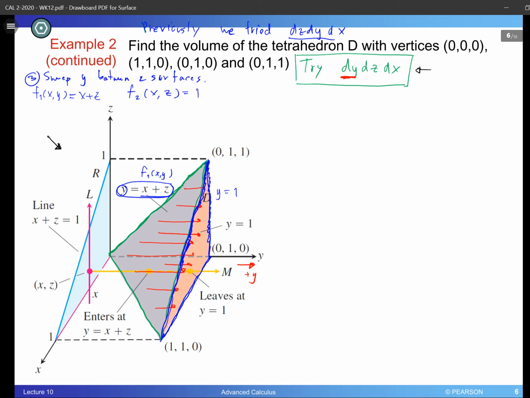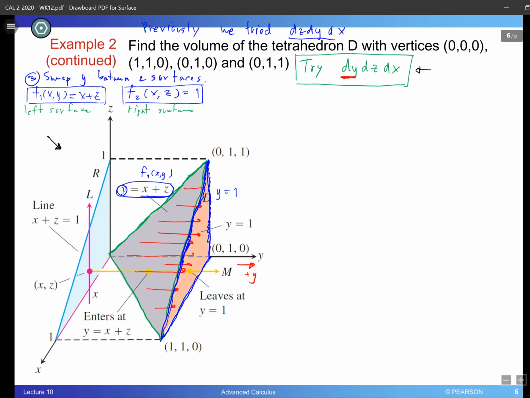You found the boundaries for y. One is right here, the left surface, and this one right here is the right surface. Okay, you can make a note right here, left surface, and next one is the right surface.